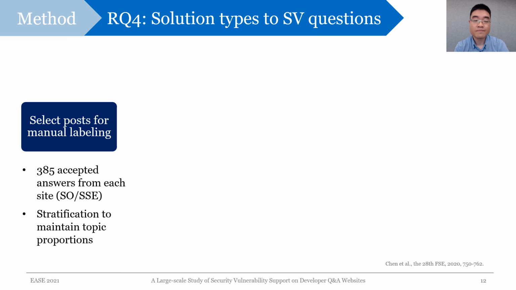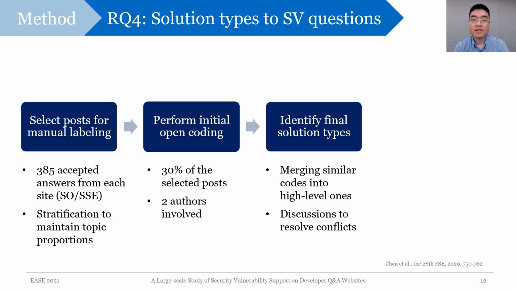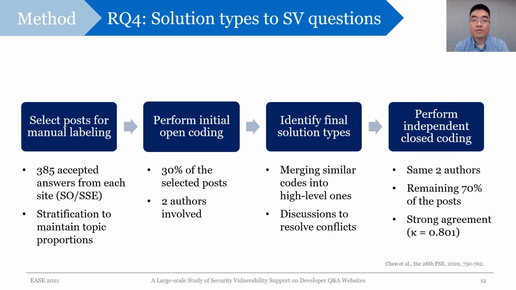We selected 385 posts to ensure the size significance and applied stratification to ensure topic proportions were maintained. Then, two authors open-coded 30% of the selected posts to identify the initial codes. To ensure the consistency and interpretability of the codes, we discussed and merged similar codes into higher-level ones, such as combining SQL injection mitigations in different languages into one. Finally, the two authors labeled the remaining 70% of the posts based on the identified solution types.